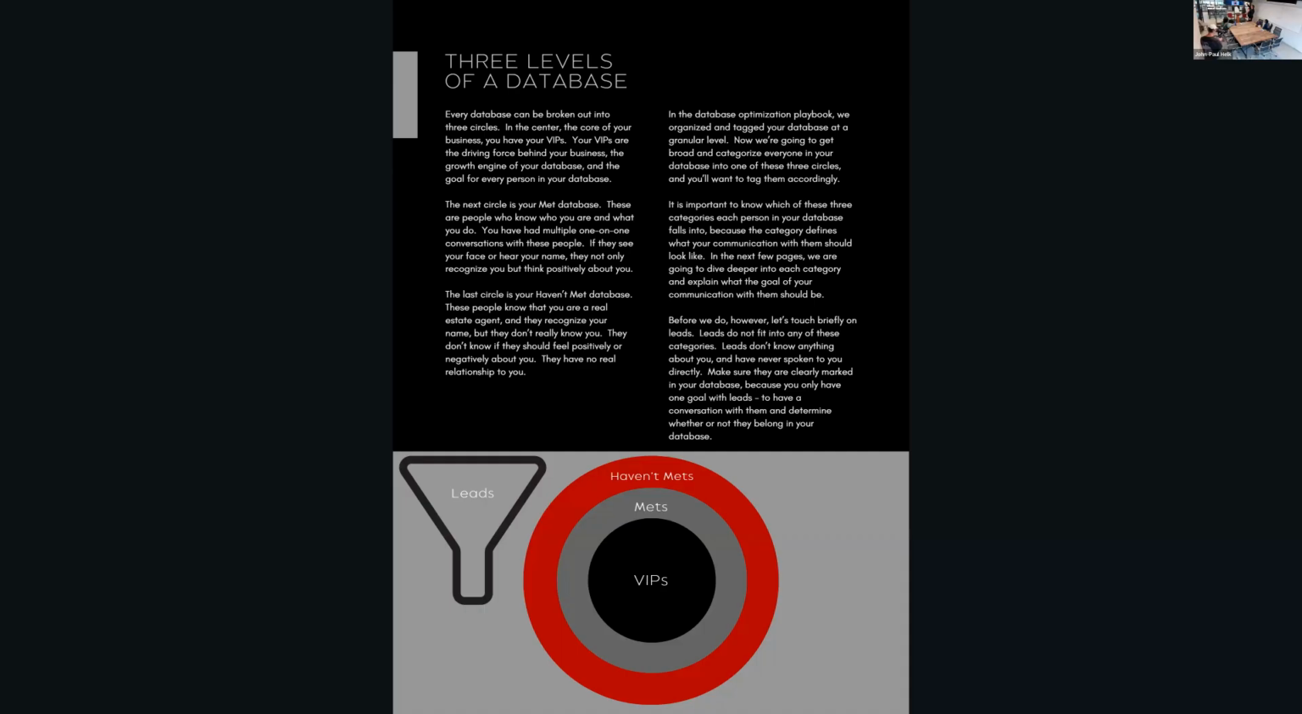So, again, in the prior class to this, the database optimization playbook, we organized and tagged the database. Now we're going to get a little bit more broad instead of that really granular level. And we're going to talk about what's important to do with each of these categories in your database. Because again, as we'll get to in a minute, the goal is to drive them to the center. You want to turn your haven't mets into mets, and you want to turn your mets into VIPs.